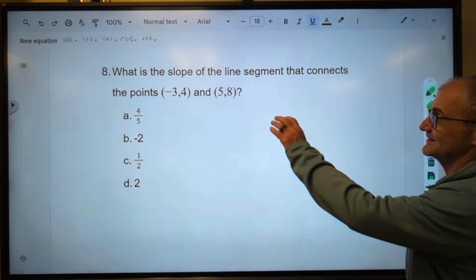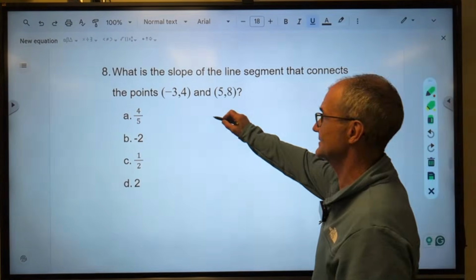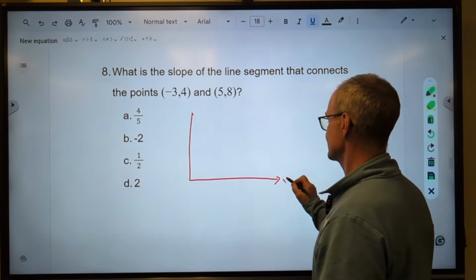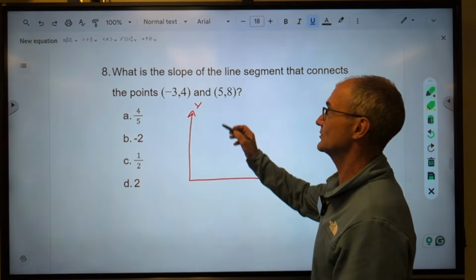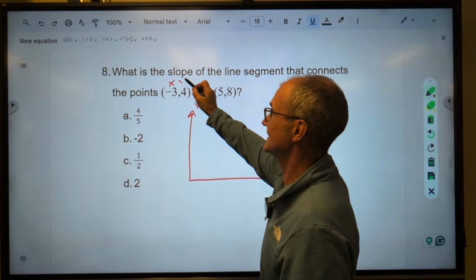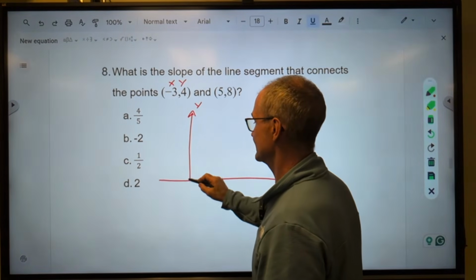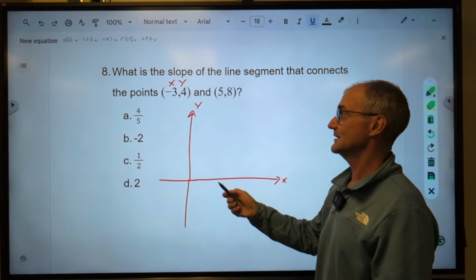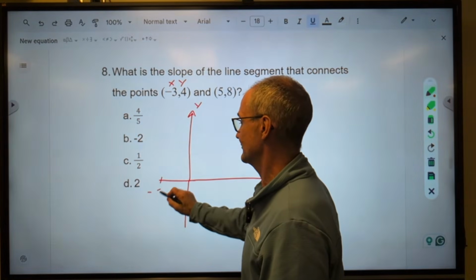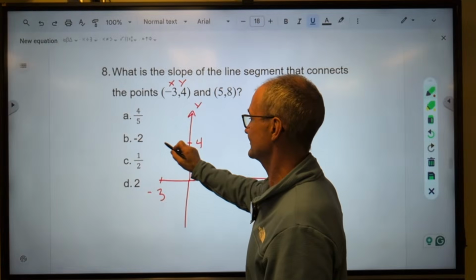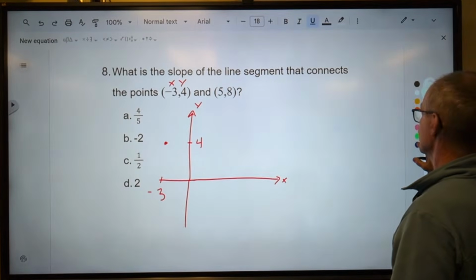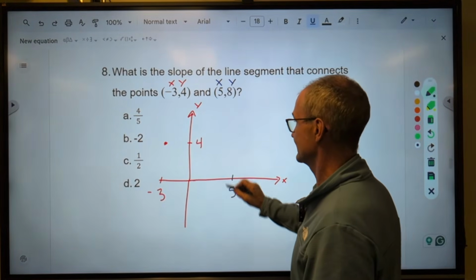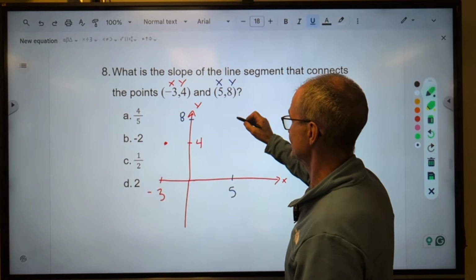All right. What is the slope of the line segment that connects these points? We draw that picture. I'm on the Cartesian coordinate plane. This is x. This is y. These are ordered pairs. This is always x first and then y. I always go over to the elevator before I go up the elevator. My first coordinate is -3, 4. So I go over -3 and up 4. There's my point right there. Then my second point right here, x, y, is over 5, up 8. So there's my second point right there.